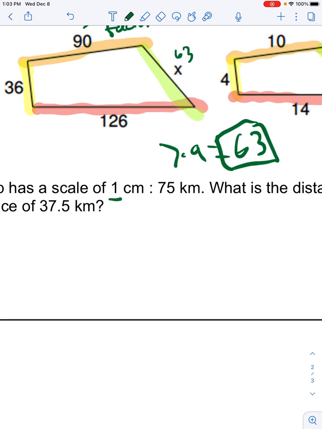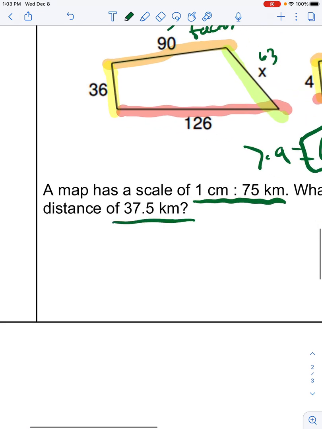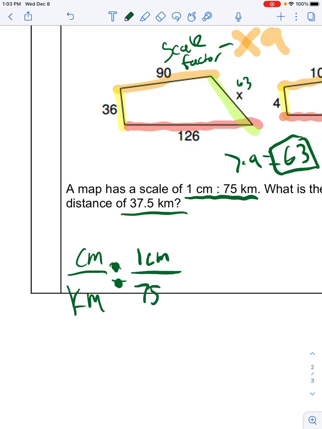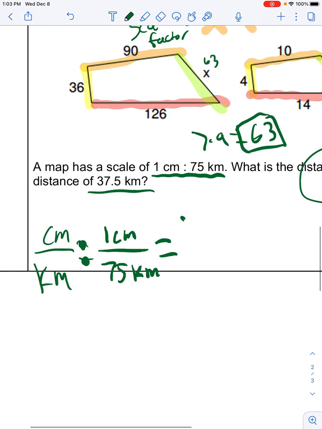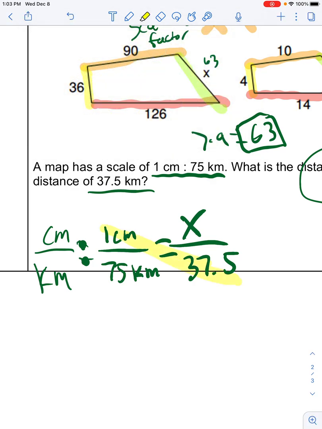Last one, a map has a scale of 1 centimeter to 75 kilometers. What is the distance on the map for an actual distance of 37.5 kilometers? So again, just to keep it straight in my head, I'm going to always keep centimeters on top and kilometers on the bottom. And then I recommend you use the scale that they give you first. So 1 centimeter over 75 kilometers equals, I want to know the distance on the map. I don't yet, so I'm going to put an x, but I do know the real life distance is 37.5.